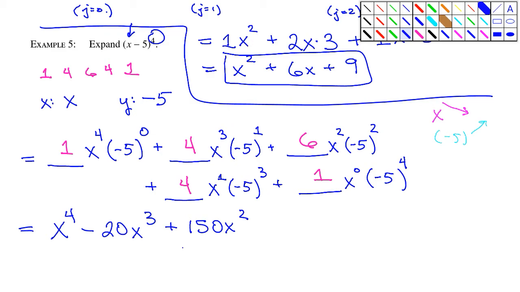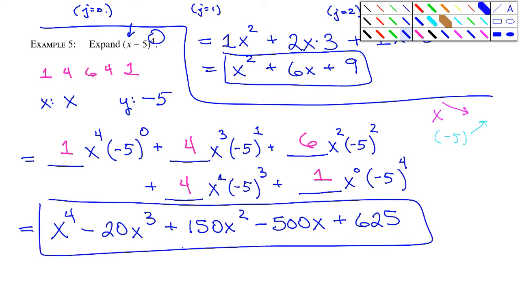Plus 4 times x times -5 to the 3rd power. -5 to the 3rd power is -125. -125 times 4 is -500. And then lastly, -5 to the 4th power is 625. And there it is. Much easier than having to write out x minus 5 4 times, carrying out the FOIL and then with the cubes and all that multiple times.